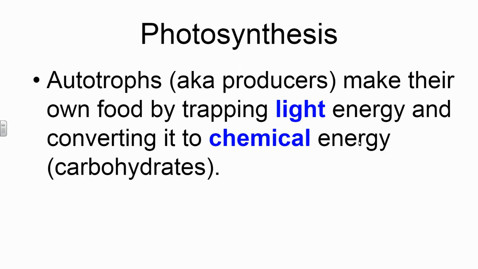In photosynthesis, this is the process by which autotrophs, which we've also heard of as producers, make their own food. They do this by trapping energy from the sun. They take light energy and convert it into chemical energy, which is put into carbohydrates. Reminder, producers are plants and algae and other things that can do this process of photosynthesis.